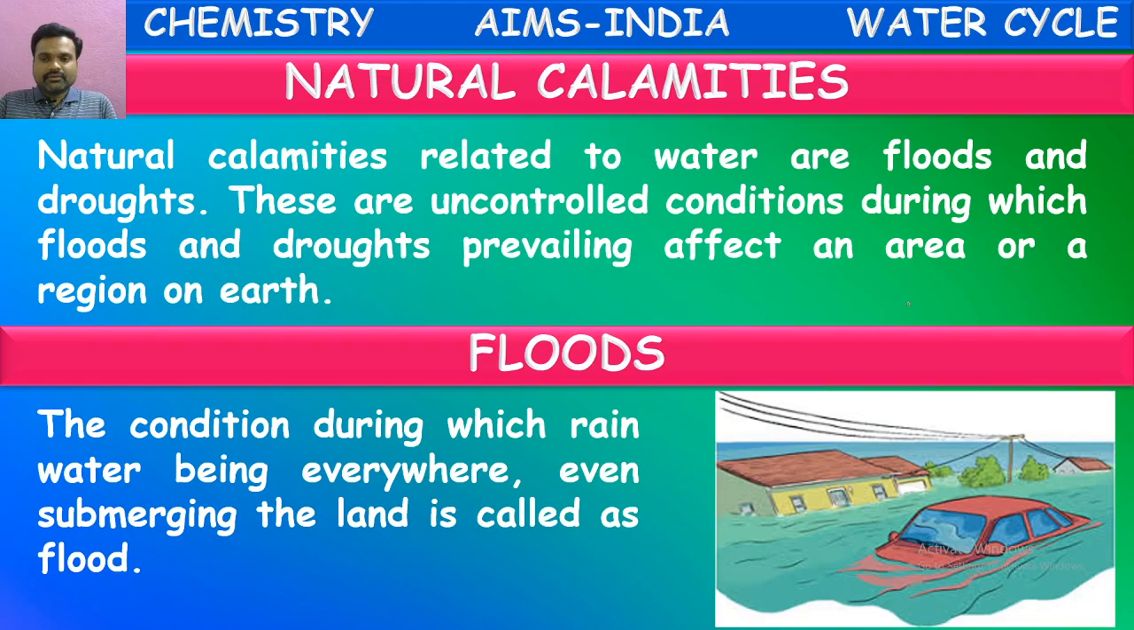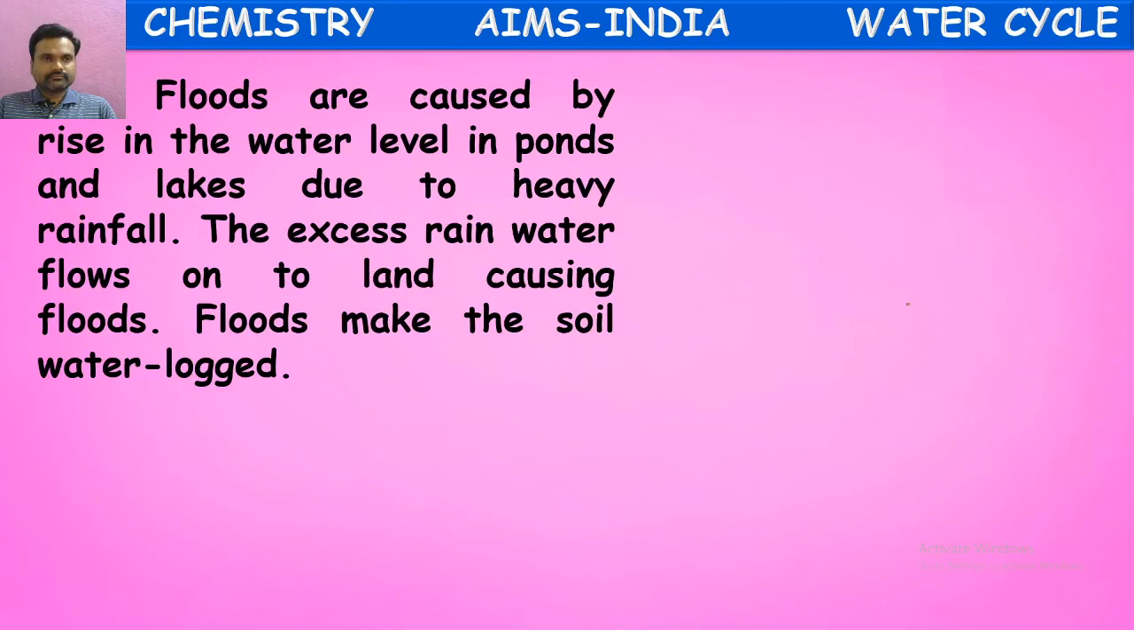See here, all the houses, vehicles, all the streets are fully filled with water. So this occurs when it rains heavily. This condition is called flood. Floods are caused by rise in water level in ponds, lakes, and rivers due to heavy rainfall. Yes, the excess rainwater flows to the land, causing floods. When they are completely filled with water, the excess water will overflow and come into the living areas.